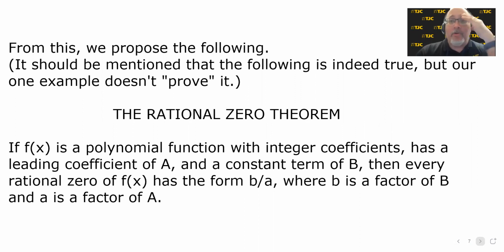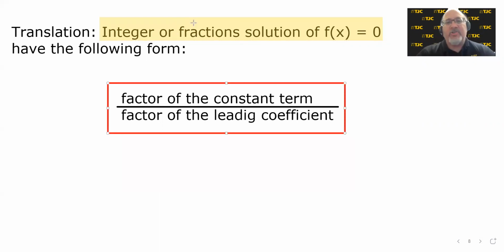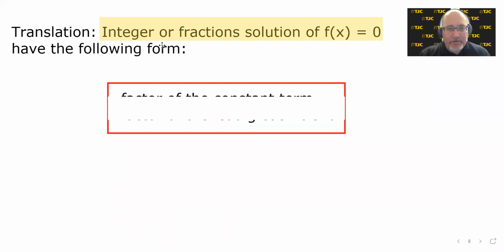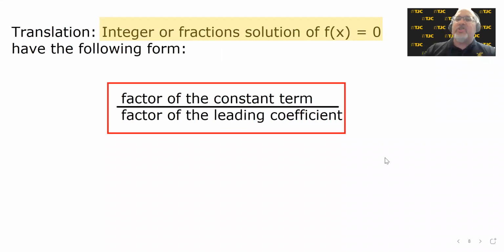It's at this point that some of you are like, I have no idea what you just said. So let's translate it. In other words, integer or fraction solutions of that equation, whole numbers or fractions that make the function equal to 0 when you put them in, have the following form. And here's the kicker. Factor of the constant term over factor of the leading coefficient. And this is really actually easy to set up.